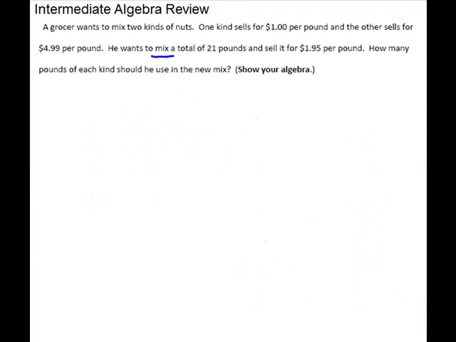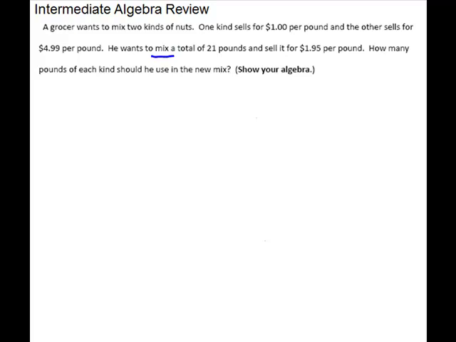This last problem is a mixture problem. Mixture problems are often done as a system of equations. It says a grocer wants to mix 2 kinds of nuts. One kind sells for $1 per pound and the other sells for $4.99 per pound. He wants to mix a total of 21 pounds and sell for $1.95 per pound. How many pounds of each kind should be in the new mix?